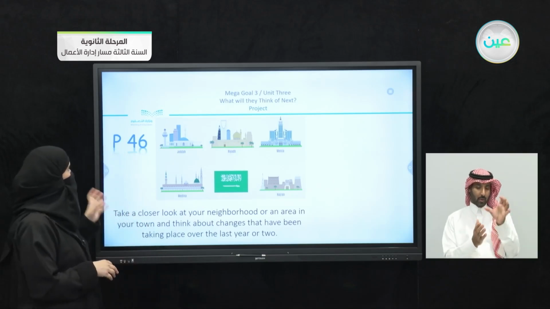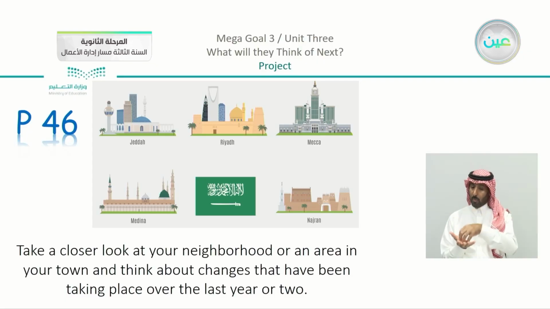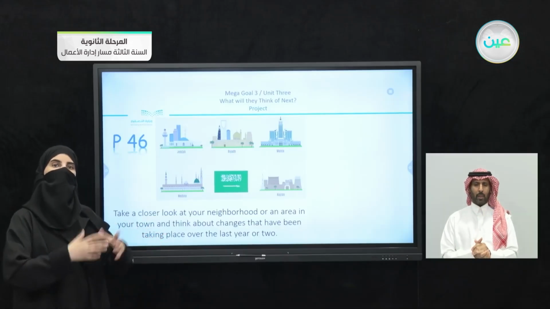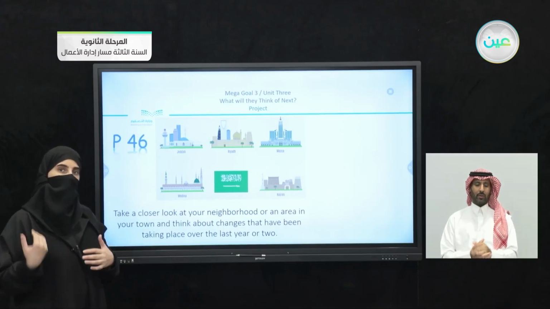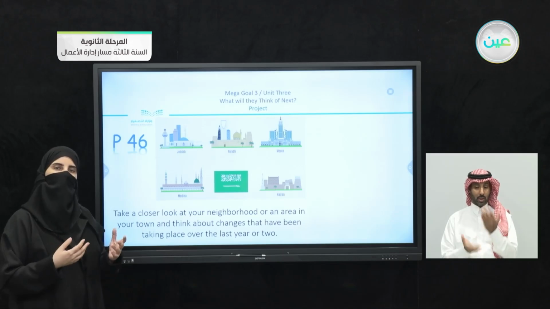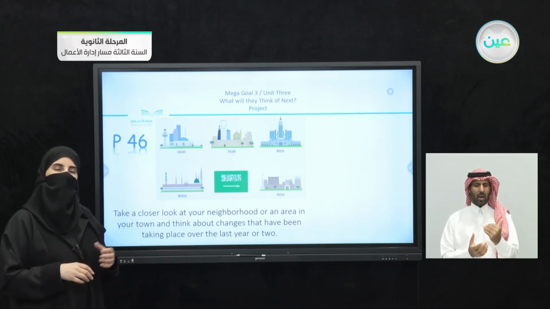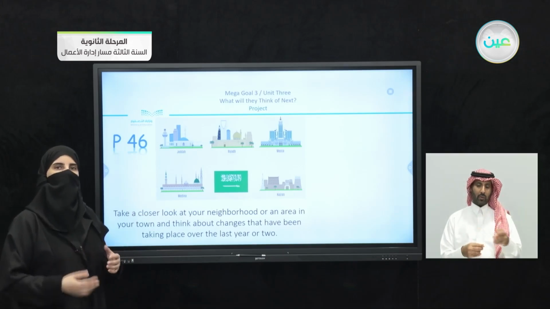We have here, first of all, page number 46. Take a closer look at your neighborhood or an area in your town and think about changes that have been taking place over the last year or two. So you don't have to go far, you can just look around you. Any place that you go to within your neighborhood or the area that you live in, you're going to witness that there are lots of things that have changed throughout the previous years, and you're going to compare how they were before, maybe 10 years ago, or even less than 10 years, just to think about what have changed, and there are lots of examples that you can discuss together.